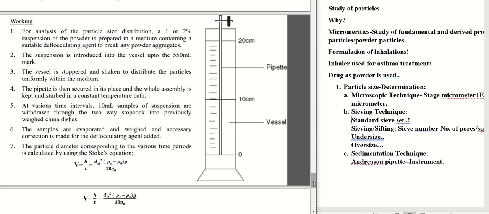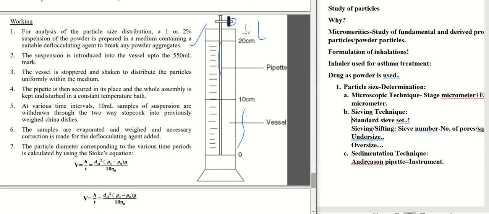Let's see the steps of the procedure. How can we use this pipette? Now this is the Anderson pipette, the cylindrical portion, which is a graduated one, and inside we have a pipette, and we should make sure that the pipette is at least 20 centimeters. And here is a stopcock, where you can close it soon after the sample is filled inside.